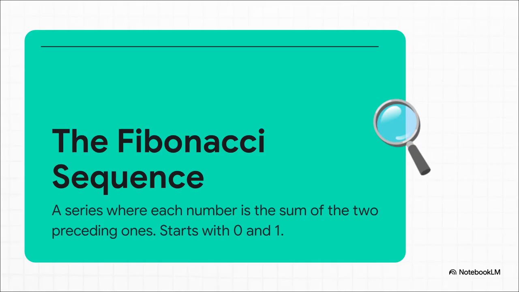Just as a quick refresher, the Fibonacci sequence is just a series of numbers where any number is the sum of the two that came right before it. So you start with 0 and 1. The next one is 0 plus 1, which is 1. Then 1 plus 1 is 2. 1 plus 2 is 3, and on it goes. It's a simple rule, but believe me, it has some huge implications for our code.